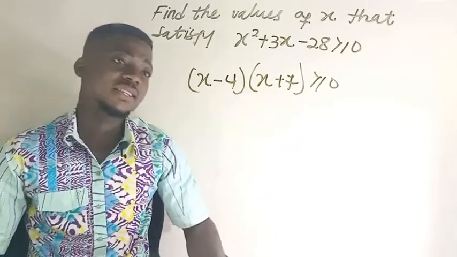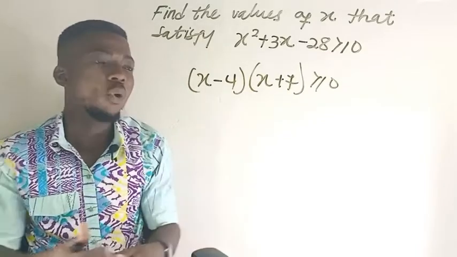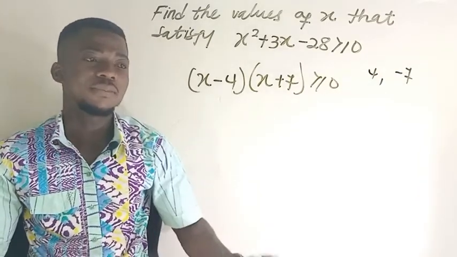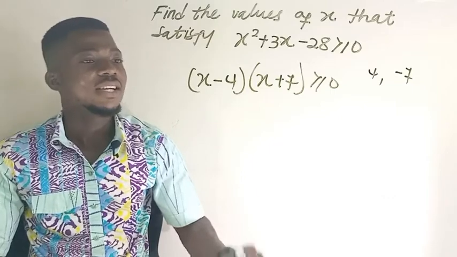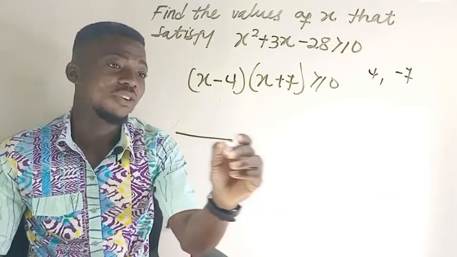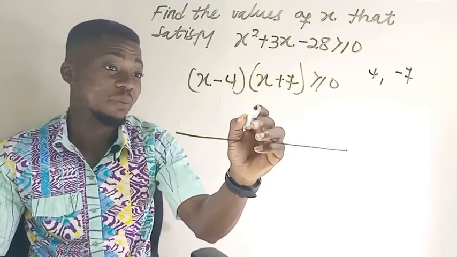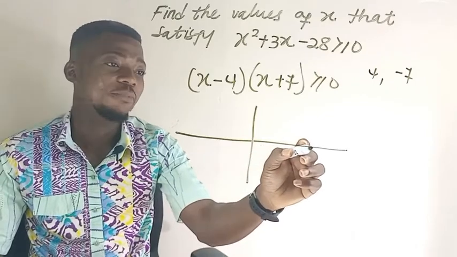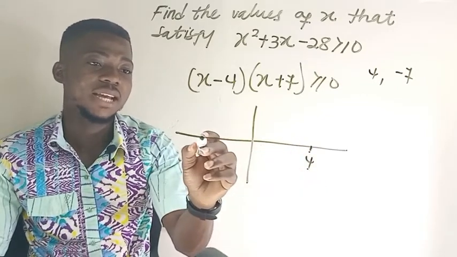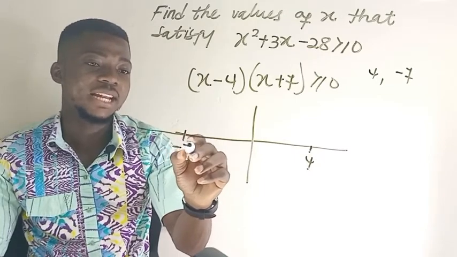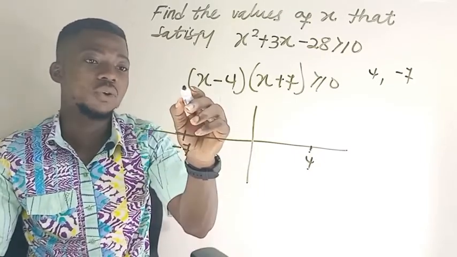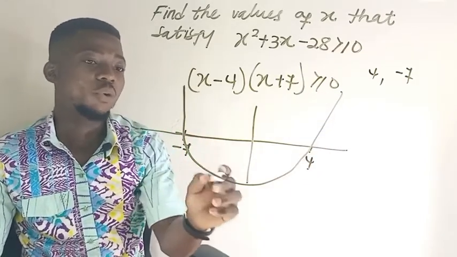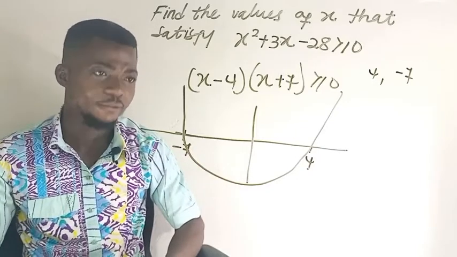Now, I have factorized it. I've gotten the roots. I've gotten the endpoints. The endpoints are 4 and negative 7. Now, this is what you're going to do next. You have to draw your graph. Let me just draw a very shabby graph. Here, let me make this 4, and extend this one low. Then let me make here negative 7. So our graph is going to look like this. These are the endpoints: negative 7 and 4.